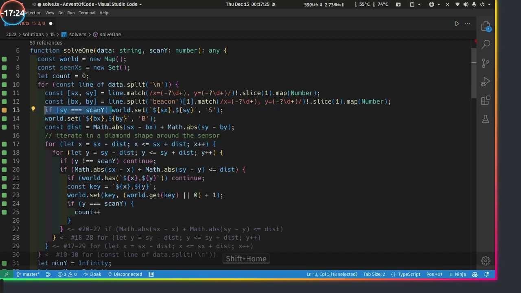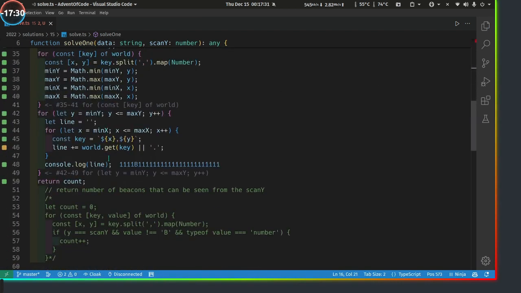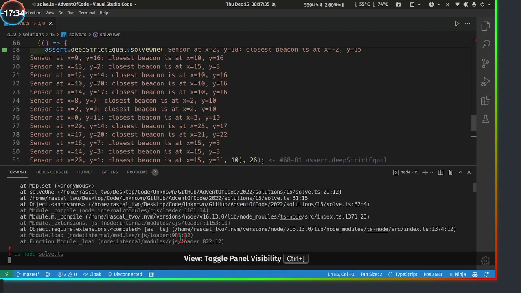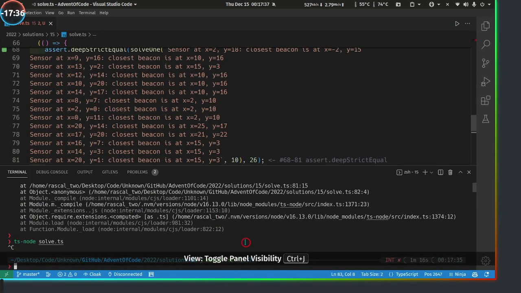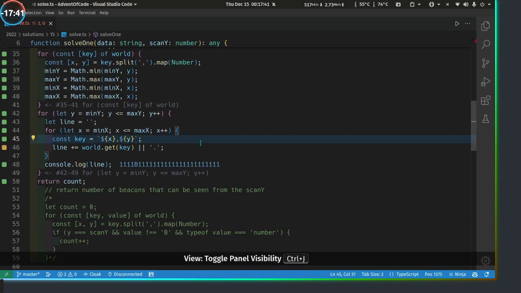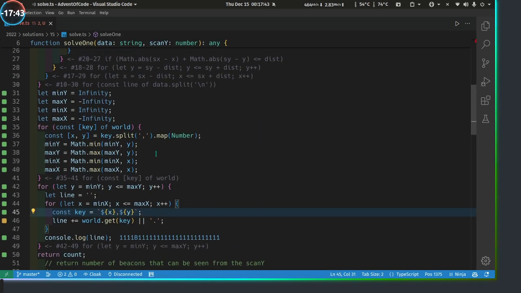Do the same thing to the beacon, I guess. There we go. Now we should see one big line. We see one big line. Did you finish? Why didn't you finish? This be like super efficient for you. This diamond must be too big.